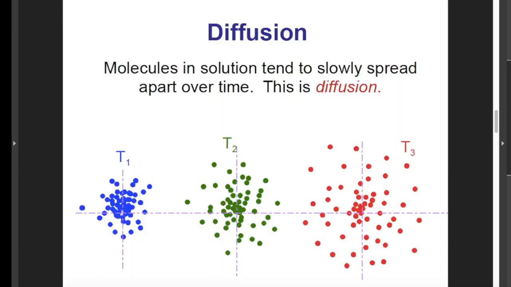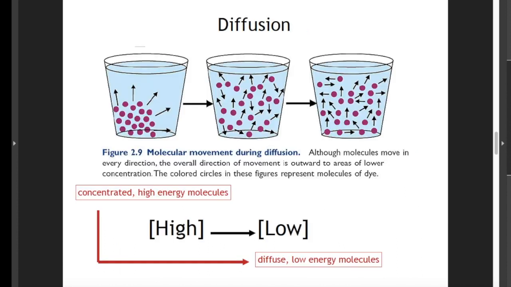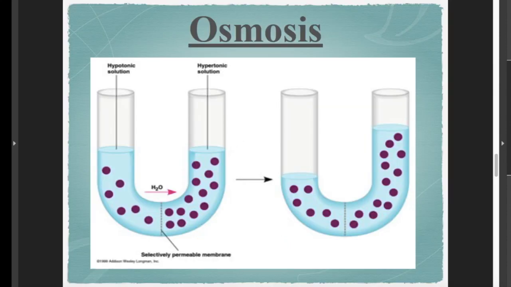Here's a picture of diffusion. It's highly concentrated in the blue. It starts spreading in the green, and then it's a lot more spread out in the red. There's another illustration showing the movement of the particles as they kind of vibrate and move. So the particles are moving from a high concentration to a low concentration in the water. So the water is moving from left to right.